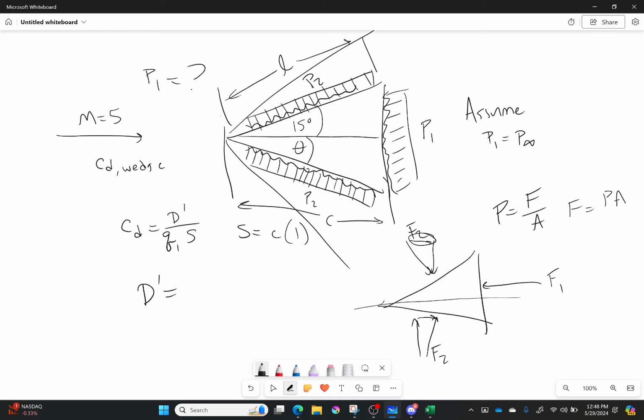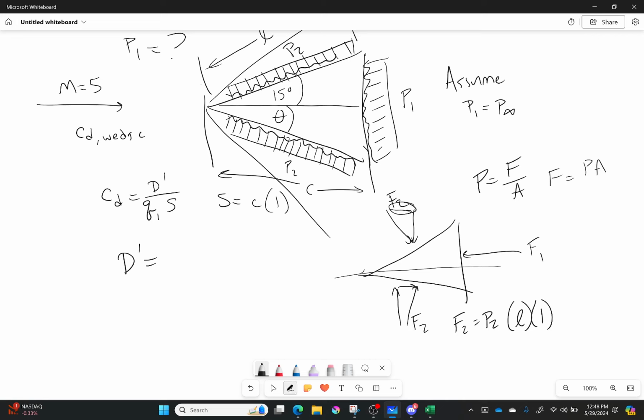like P2, I'll just do it, yeah, P2. Or I could say force 2 is going to be equal to P2 times L times 1 because it's a unit span, right? Okay. Now, I've introduced a new variable.